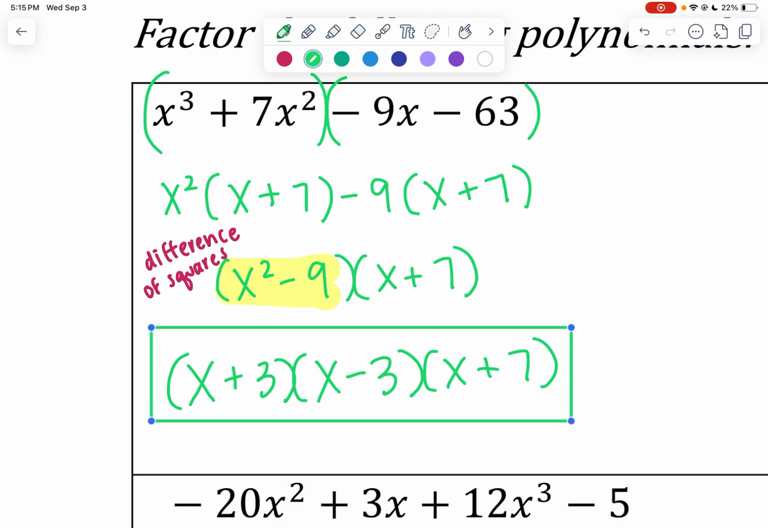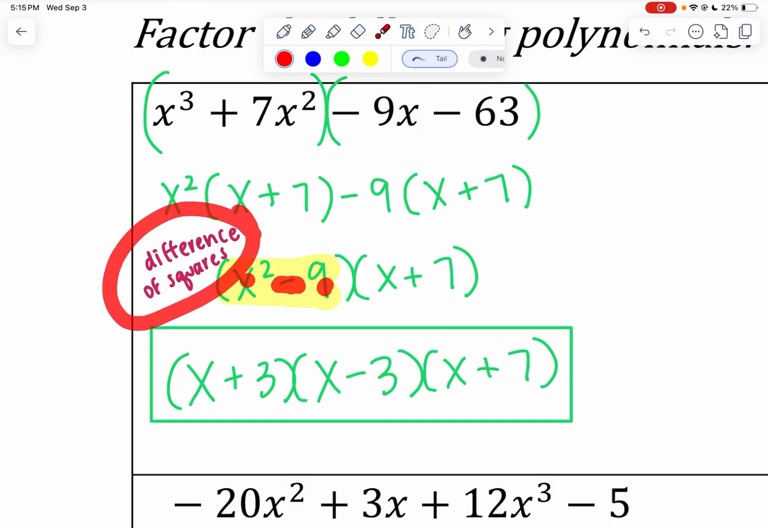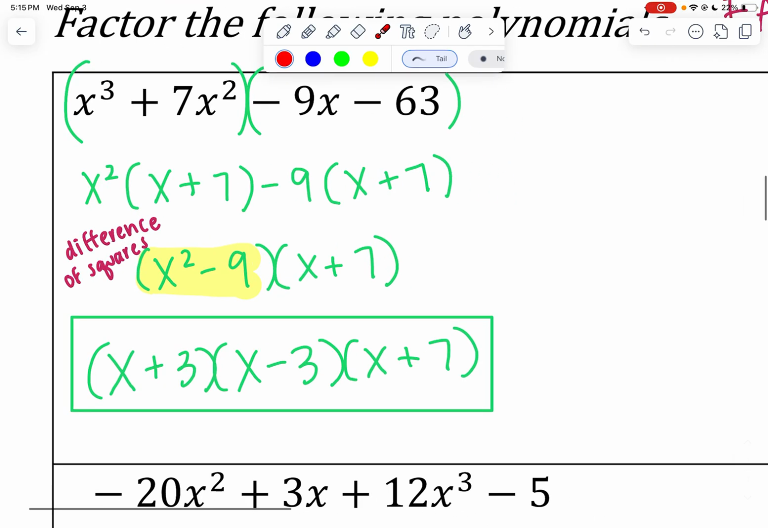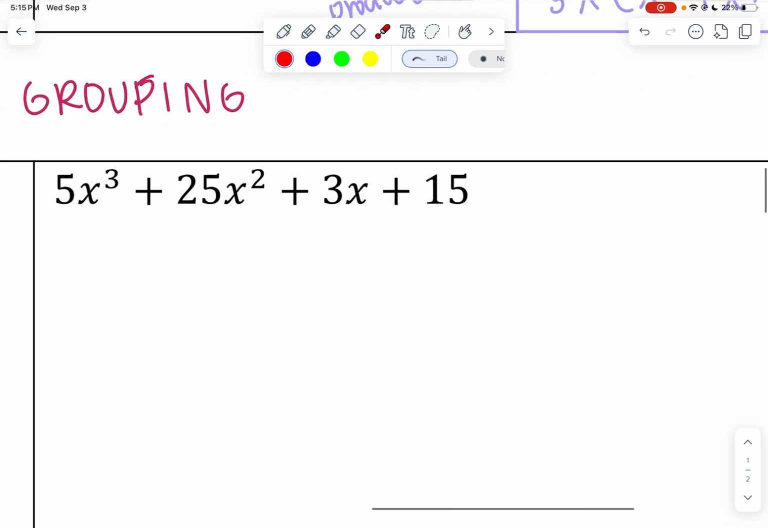Now, we'll look more at difference of squares in just a minute, but just know that if you have 2 perfect squares with a minus between them, that's going to be a difference of squares. Now, taking a look at this next one, I have 4 terms. If it's in standard form, then you're good to just go ahead and group it and go from there. So I'm going to go ahead and start grouping.